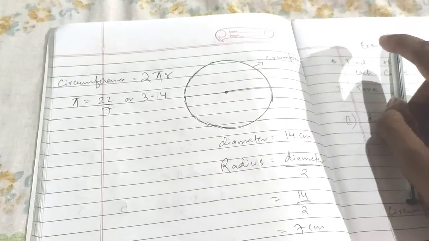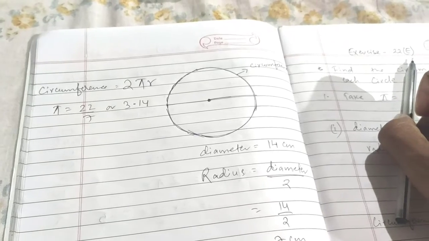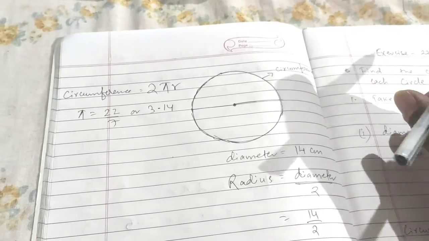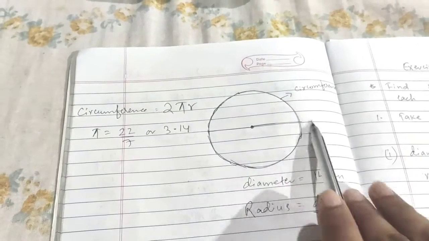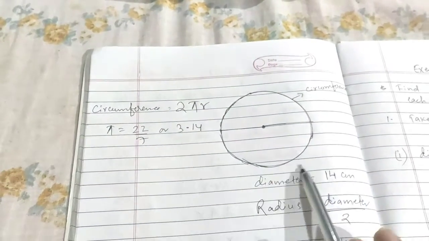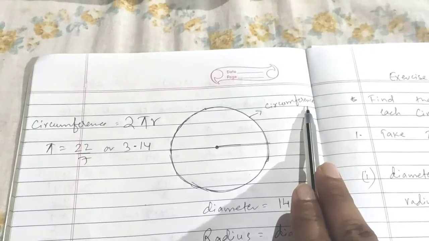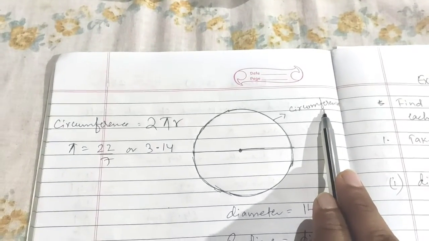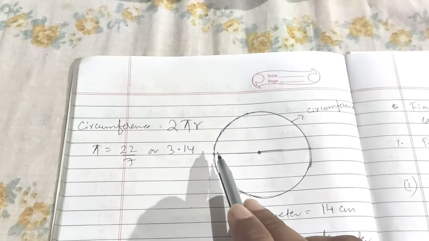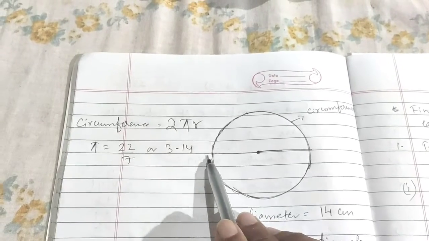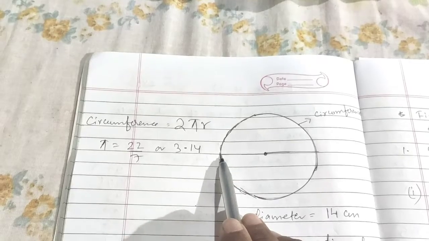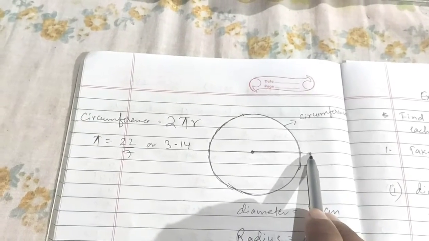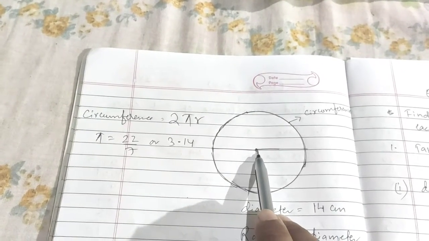Hello dear students, today we'll start exercise 22E which relates to the circumference of the circle. You can see this is one circle. The outermost boundary is called circumference, and the distance between the two ends is called diameter. This whole part from here to here is diameter. And what is radius? Half of diameter is radius.